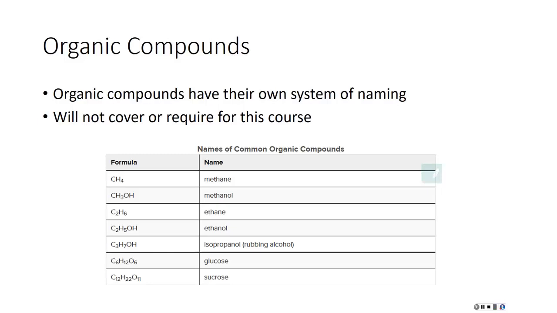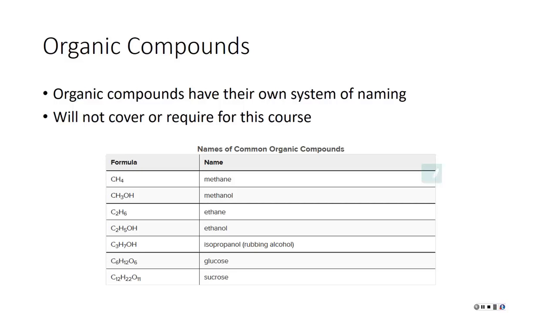So CH4 is methane, CH3OH is methanol. If you look at this, the OH replaces a hydrogen, and because it does that, you change the ending to an OL. So there are systematic rules that go with the organic naming.